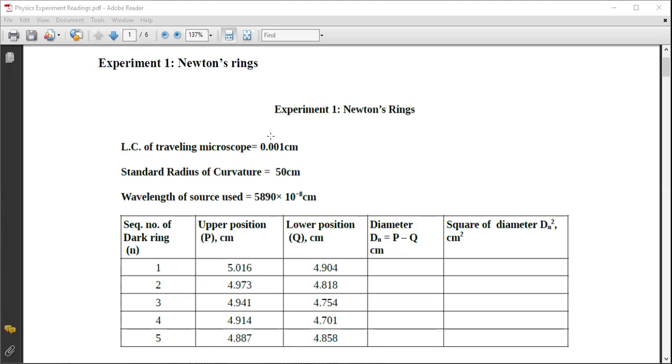So you have, I hope you are able to see this readings chart. Since we are doing it virtually, we are going to provide you different readings for the upper position and the lower position, for the first dark ring, second dark ring, third dark ring, fourth dark ring, and fifth dark ring. So please everyone write it down in your notebook.